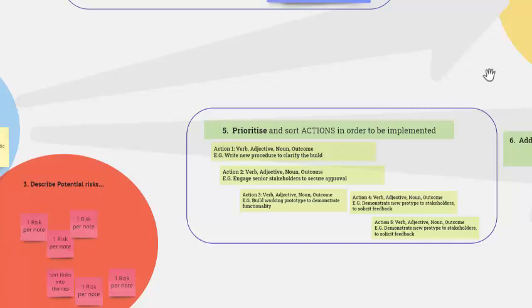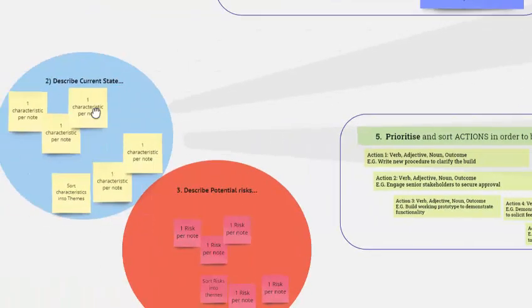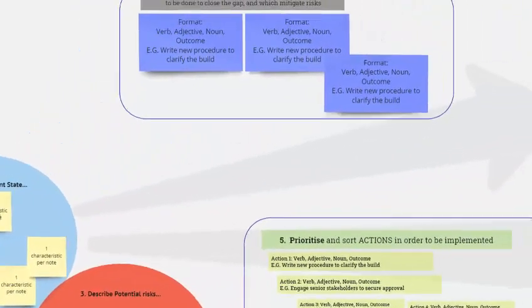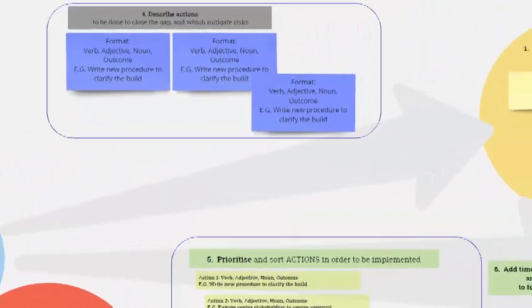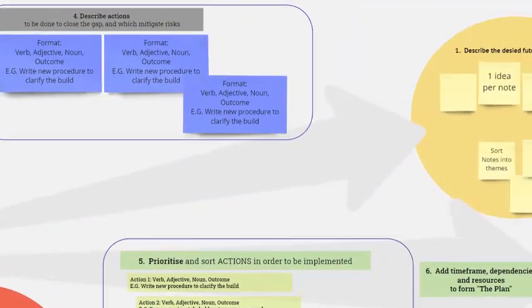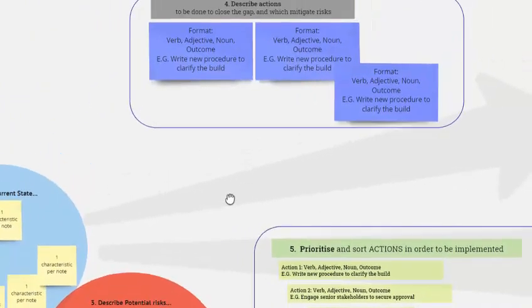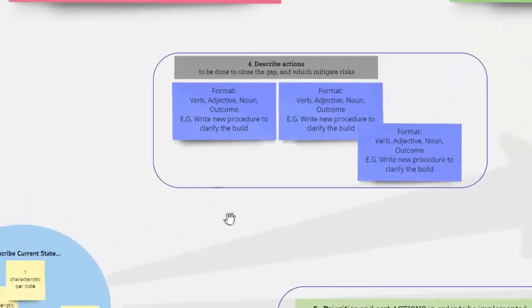So now you've got where you want to be, where you are now, what the risks are. You can then start to say, well, what's the gap analysis? What's the difference between where we want to be and where we are? So this is step 4. What we want to do is to describe actions that can be done to close the gaps, but also mitigate the risk.